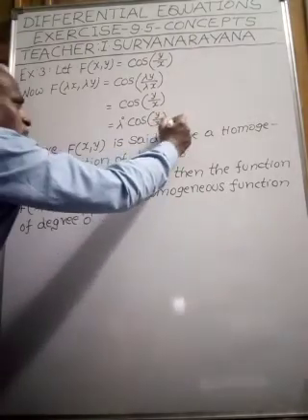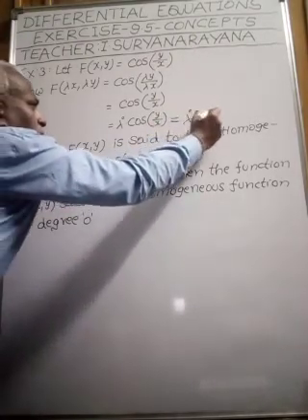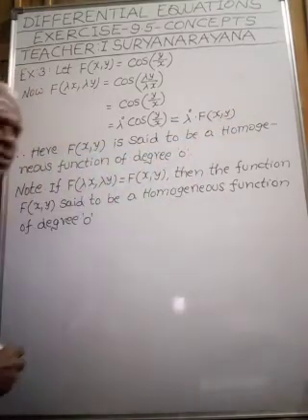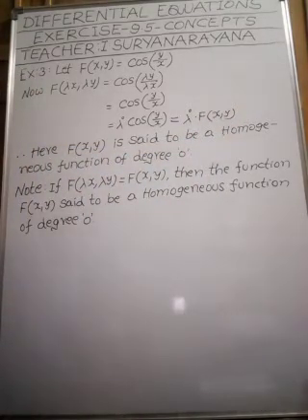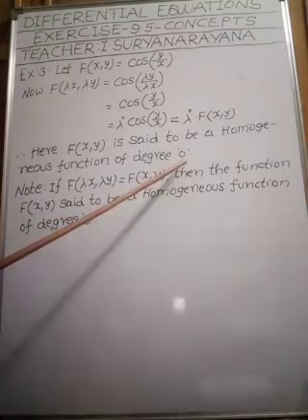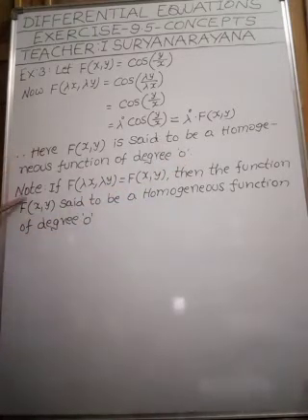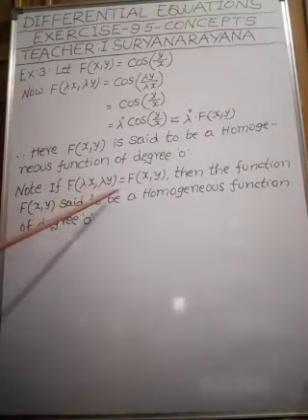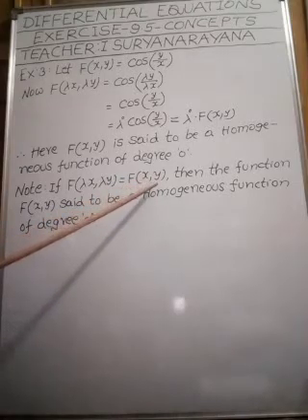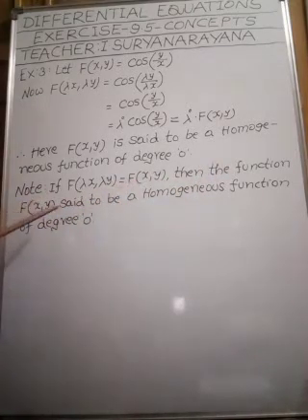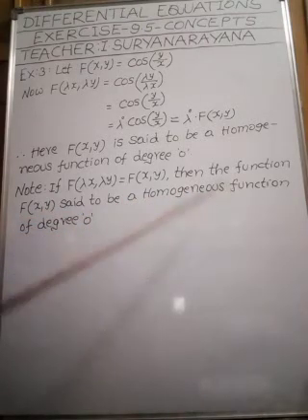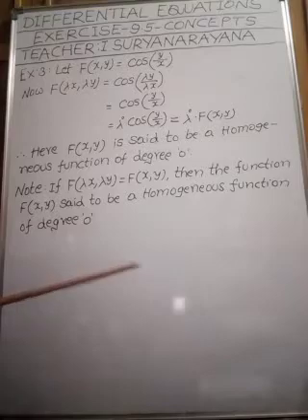Lambda power 0 into f of x comma y. We got like this, my children. So here f of x comma y is said to be a homogeneous function of degree 0. Understood this point, my children? Right. Note, remember this point, my children. If f of lambda x comma lambda y is equal to f of x comma y, then the function f of x comma y is said to be a homogeneous function of degree 0. Understood this point?